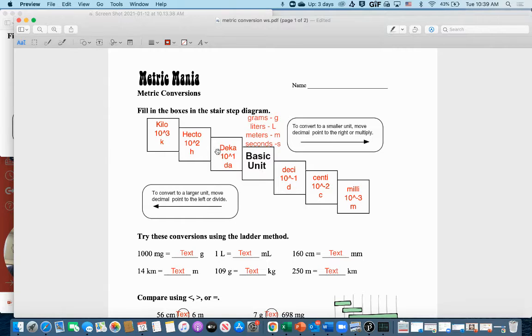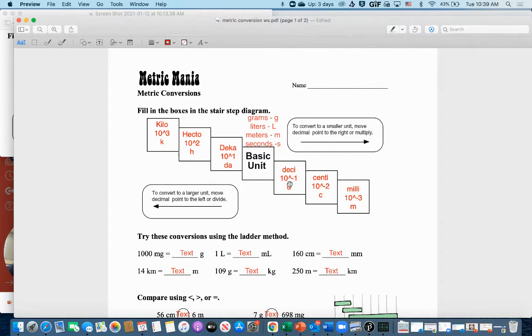If we go up in our scale here, these are bigger values, right? So a kilo is 10 to the third, right? So a kilometer, 10 to the third. So that's 1,000 meters in 1 kilometer, an abbreviation of K. Hecto is 10 to the second, abbreviation is H. So that means there's 100 meters in 1 hectometer. Deca, 10 to the first, so there's 10 meters in 1 decameter.